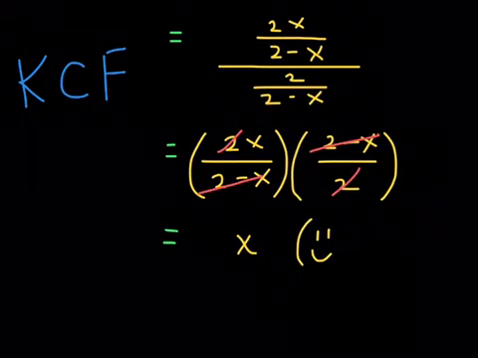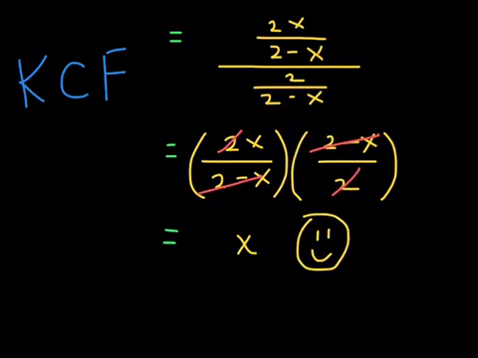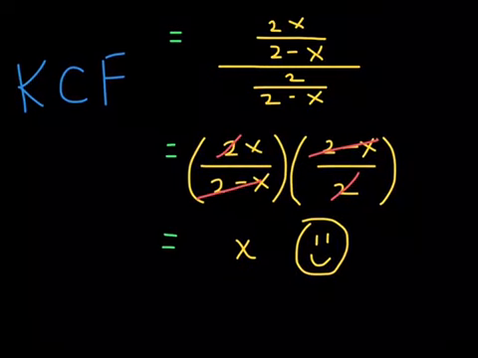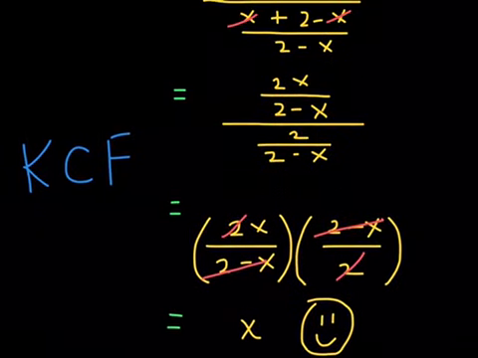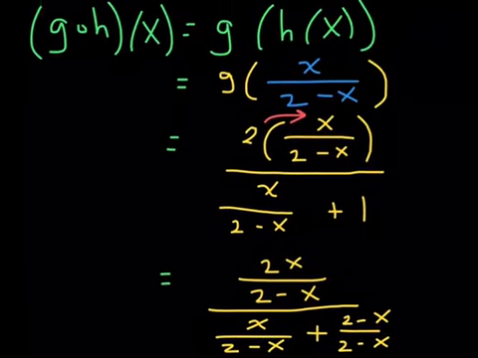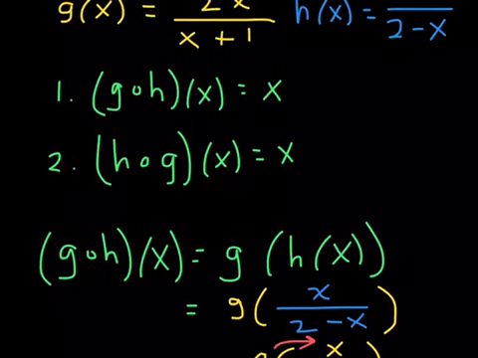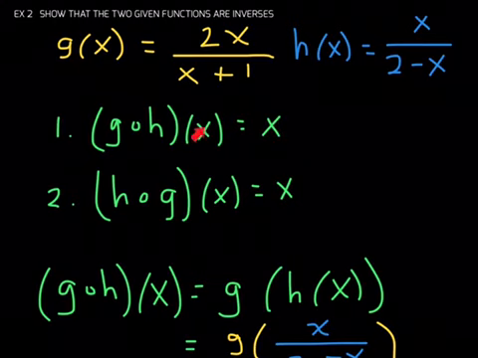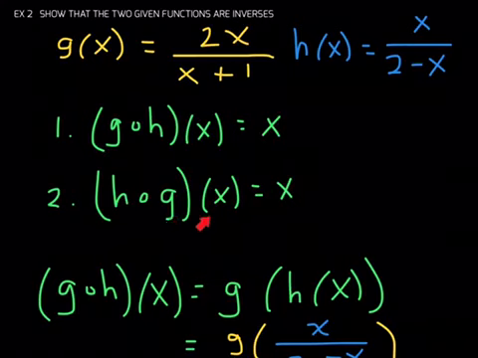Wow. All right, very good. Now all of that worked out to just be x. Can we now determine that the two functions that were given to us are inverses? Can we now confirm that g and h are inverses? This is what we just finished showing. No, not yet, because we also have to show the other direction. We also have to show that h composed with g at x is also x.